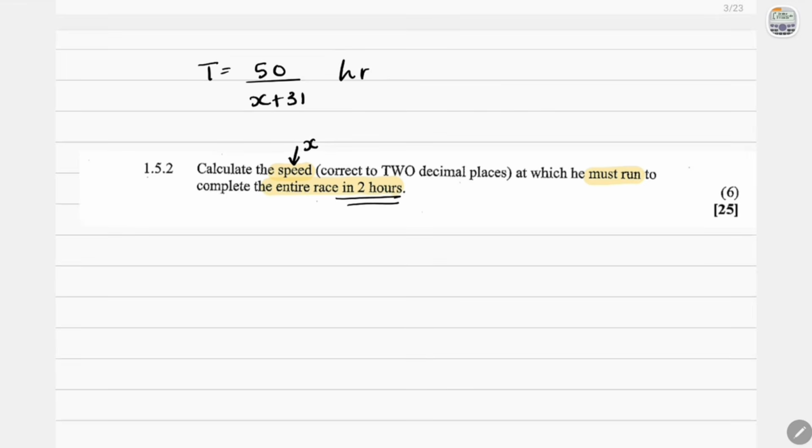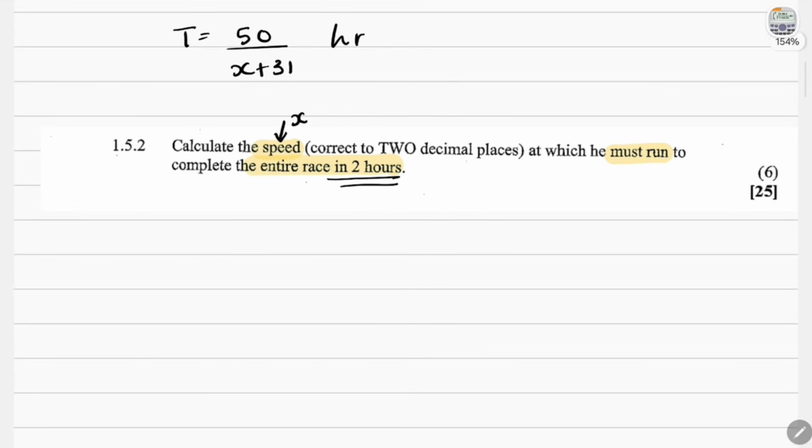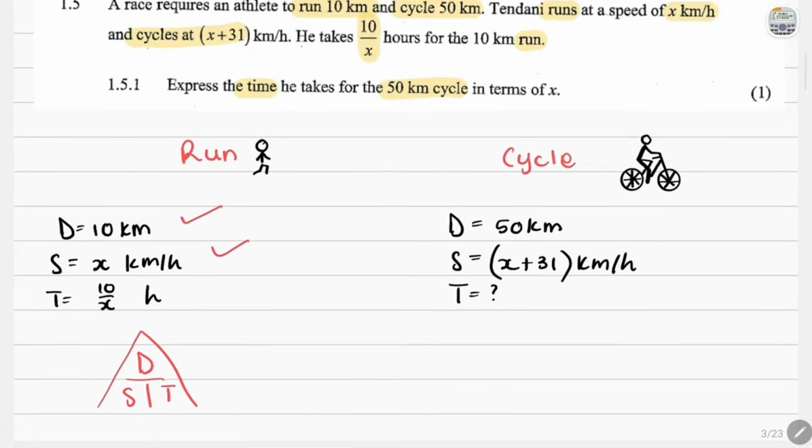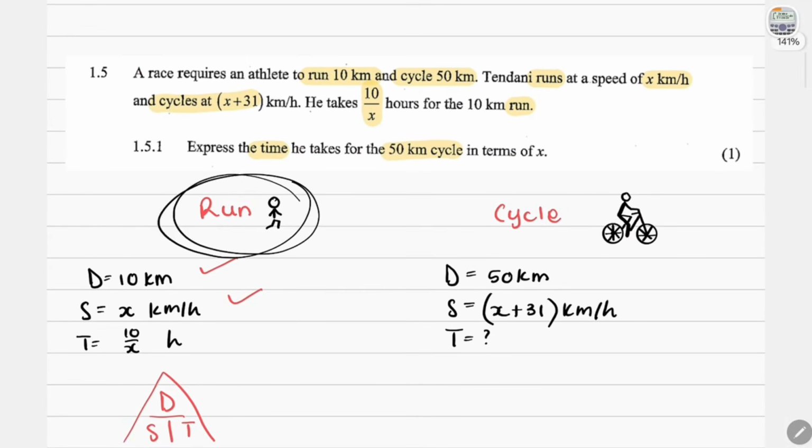Because we need him to complete the entire race in 2 hours, regardless of how far he runs, he needs to still complete the race in 2 hours. This means we're working with the time. We know that it will take him a specific amount of time to run and then to cycle, but all in all, this race must be completed in 2 hours.